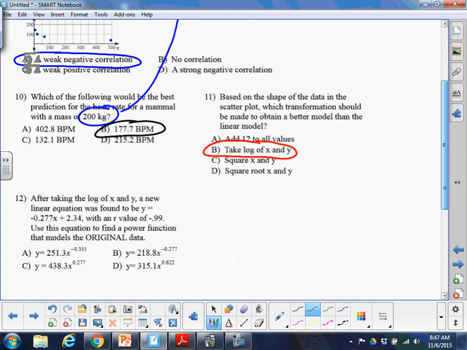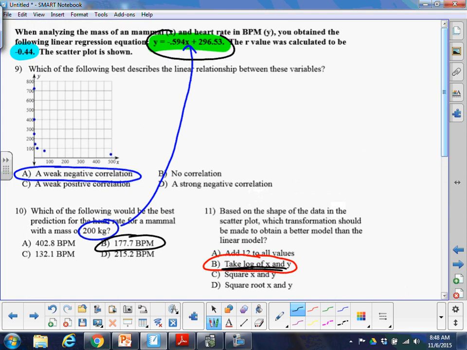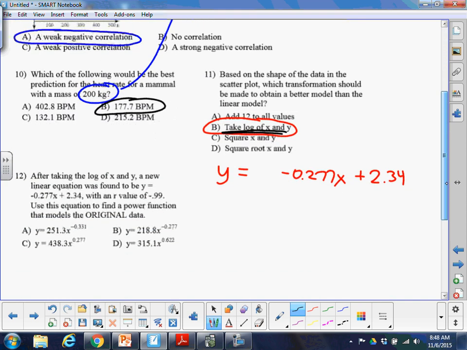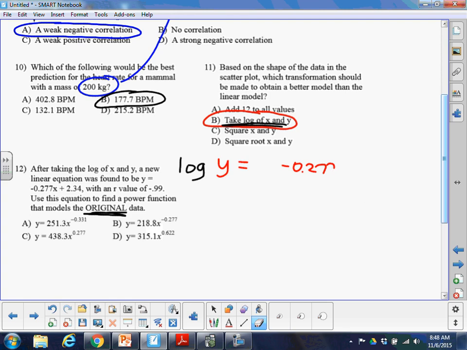But now, how do we actually get the equation? Okay, so let's see, number 11 or 12. After taking the log of x and y, a new linear equation, so let me jot this down: y equals negative 0.277x plus 2.34. That is the linear equation after we've taken the log of both. So this y and this x in this new equation are not the original y and x from the earlier equation. They're different, and that's why the numbers are different. So our goal is, can I turn this into a function that goes back to being about the original data? And we can, as long as we think about what we did. This y was really the log of the original y, and this x was actually the log of the original x.